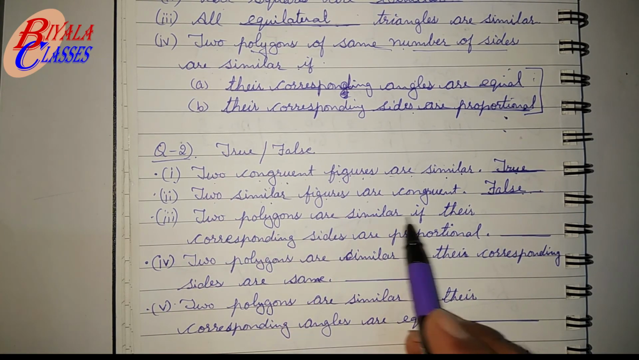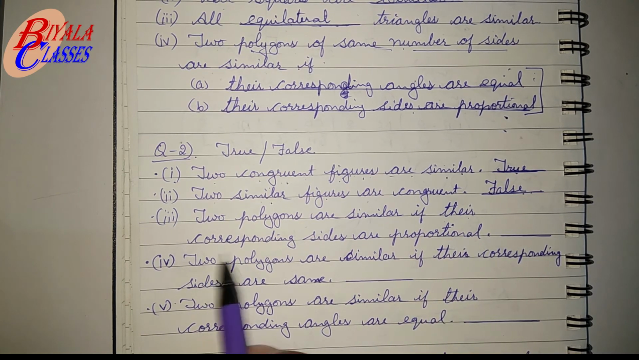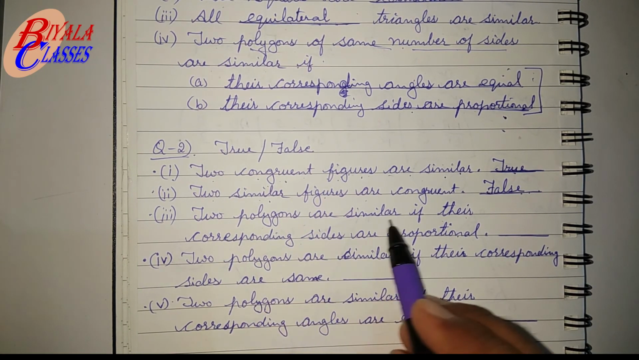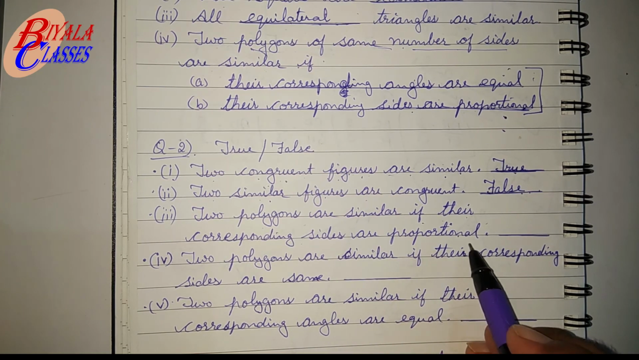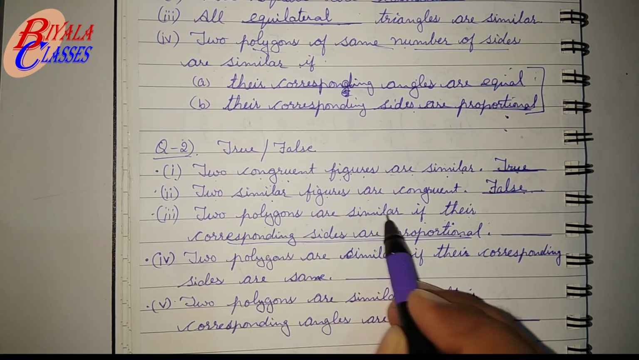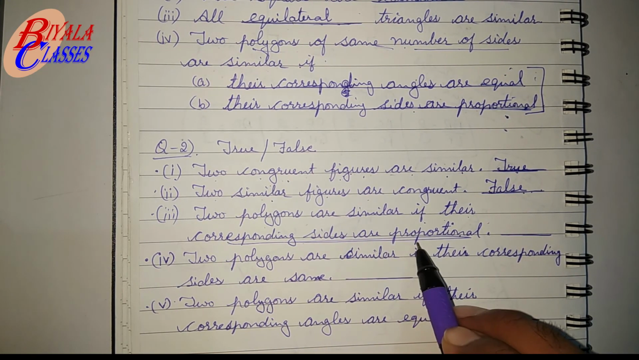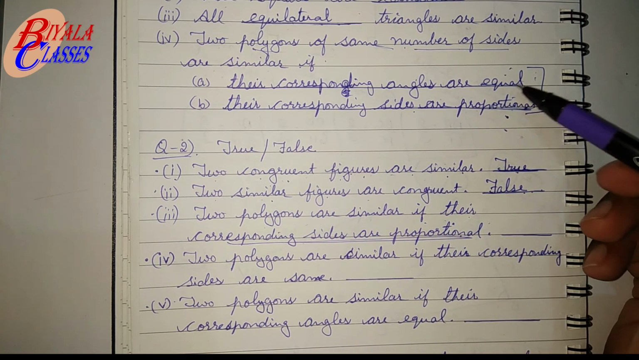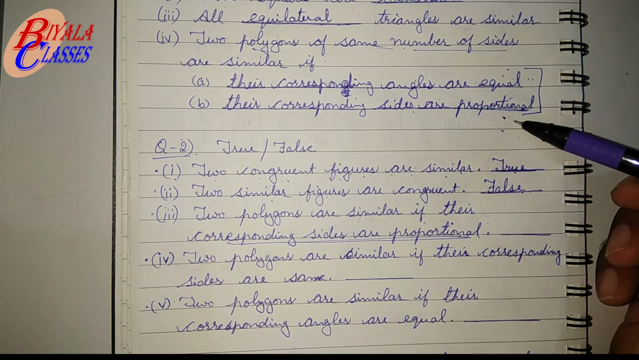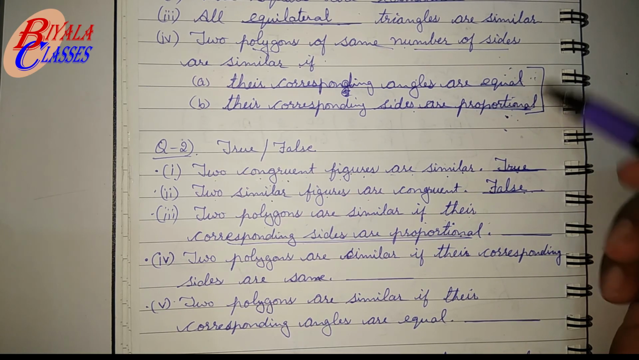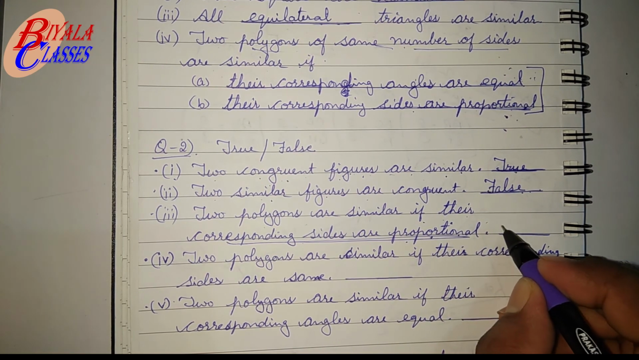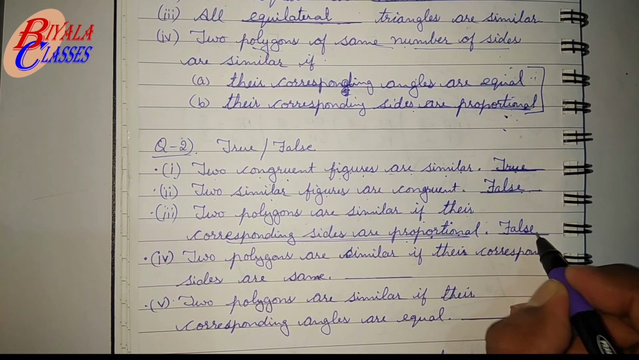Next is two polygons are similar if their corresponding sides are proportional. So here it says that two polygons are similar if their corresponding sides are proportional. Now of course this is one of the rules based on which we check whether the two polygons are similar or not. But as I told you, two polygons are similar if the corresponding angles are equal and the corresponding sides are proportional, meaning these two are to be fulfilled. But here you are given only one, so this is an incomplete condition, hence this is considered to be false.